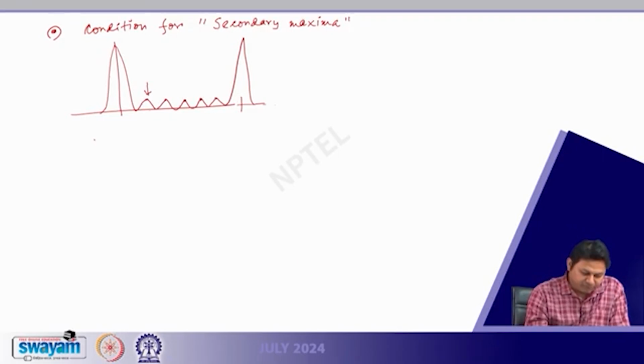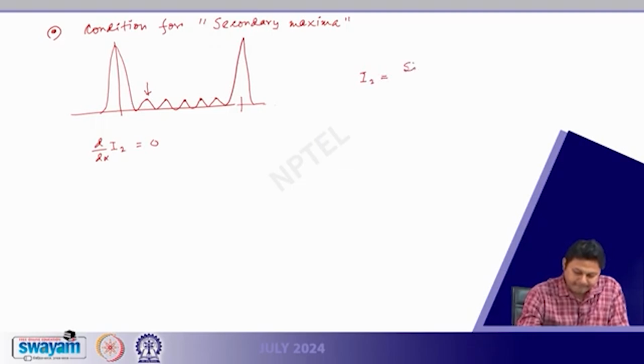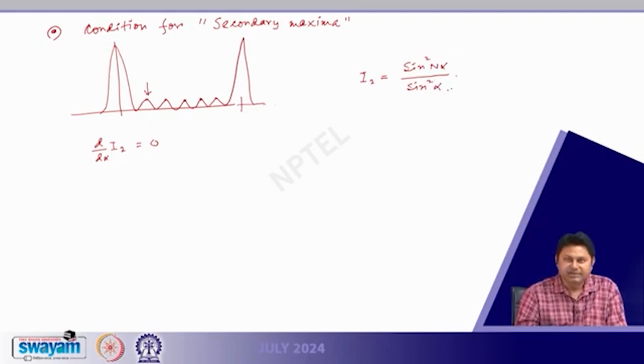So the condition is straightforward: d by d alpha of I2 is equal to 0. What is I2 here? I2 is that function, sine square n alpha divided by sine square alpha. I write this function as I2. I already used I2, so you can use some different symbol, but that is the thing essentially.